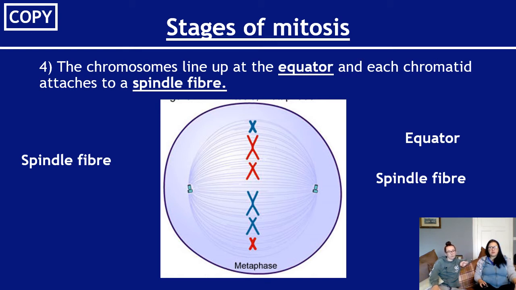The labeling on the diagram has gone slightly skew-whiff on this one, but the idea is the equator is the line where you can see all the X's lined up on. So the middle of the cell idea. The spindle fibers are those stringy things that you can see shooting out, kind of like Spider-Man's webs. The faint grey bit. Oh, there we go. That's the equator, spindle fiber, spindle fiber. Excellent. You would have done that.